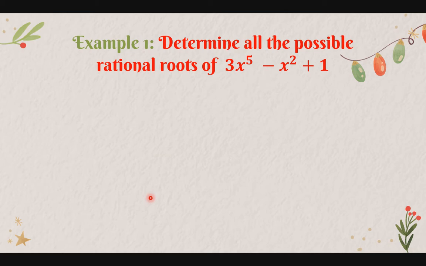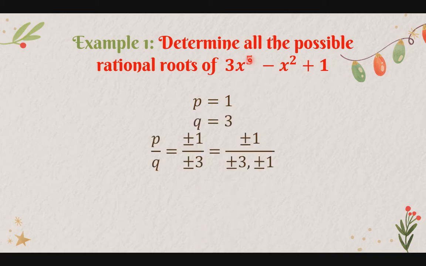Determine all the possible rational roots of 3x raised to the 5th power minus x squared plus 1. So, for this one, ang ating p is the constant term and ating q naman is the coefficient of the leading term. Paano natin malaman ang leading term? Depende sa may pinakamalaking exponent. So, ang p natin is 1 at ang q natin is 3. Pag ginawa natin fraction form, magiging positive or negative 1 over positive or negative 3.